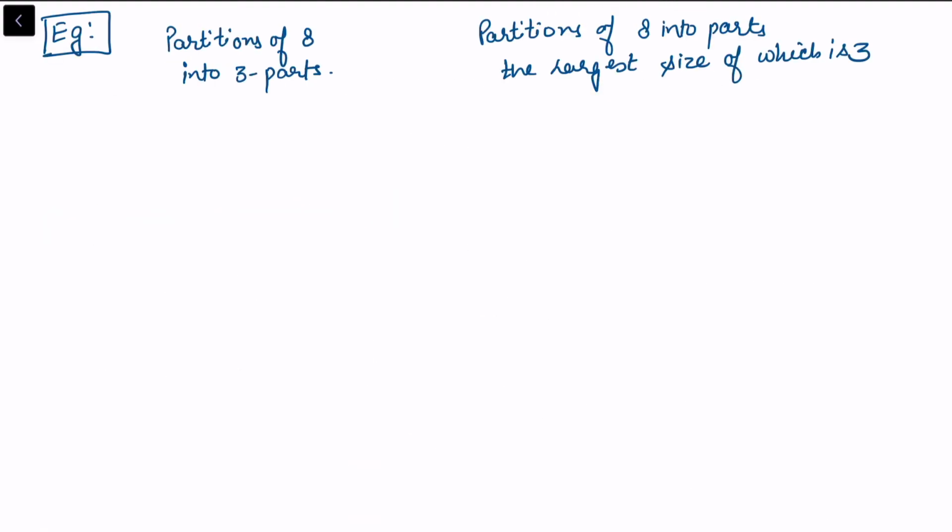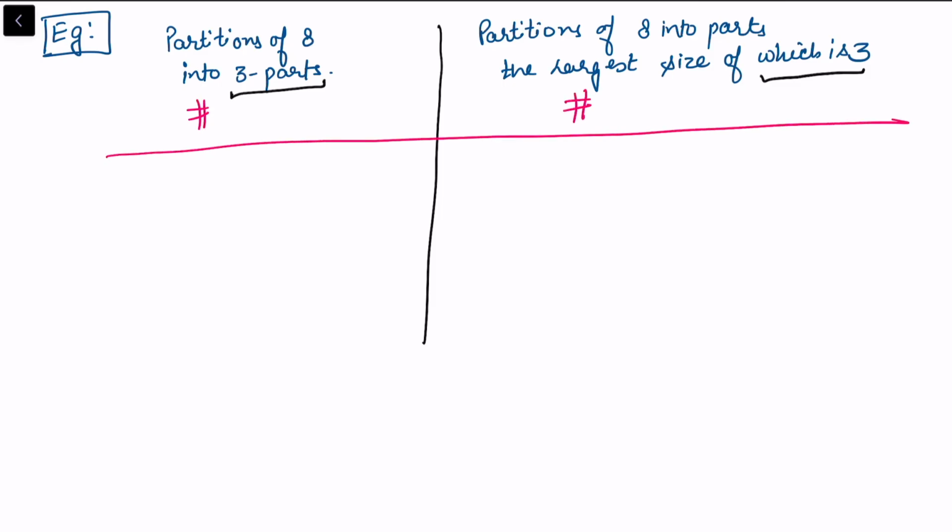Now we see this from a quick example. The number of partitions of 8 into 3 parts is equal to the number of partitions of 8 into parts where the largest part size is 3. Here I have considered 3 parts, which means the largest part size is 3, and this number is the same as that number. This is why we call it a partition identity.